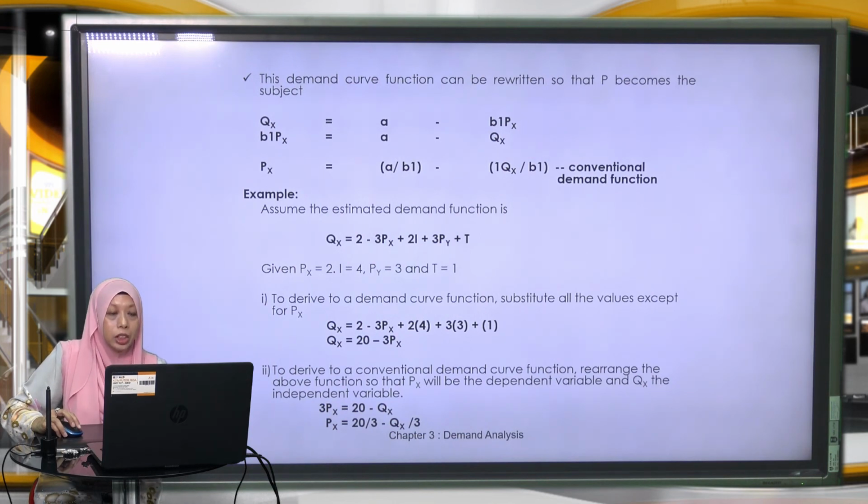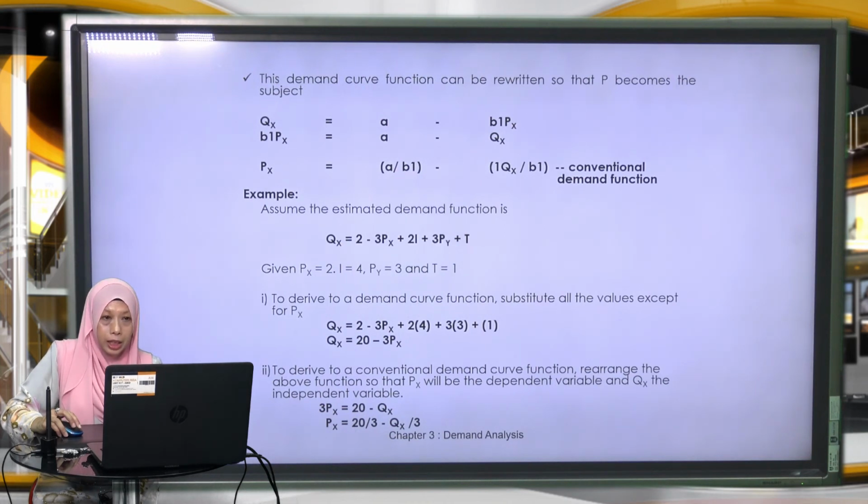So this shorter function is what we call the demand curve function, which only shows the relationship between quantity demanded and price of that particular product. Now you can also rearrange this equation if you prefer to have price as the dependent variable. All you need to do is simply rearrange this equation. We bring -3Px to the left-hand side of the equation, so it becomes 3Px.